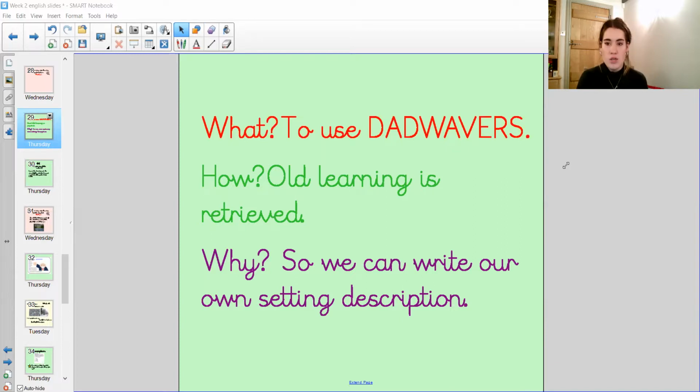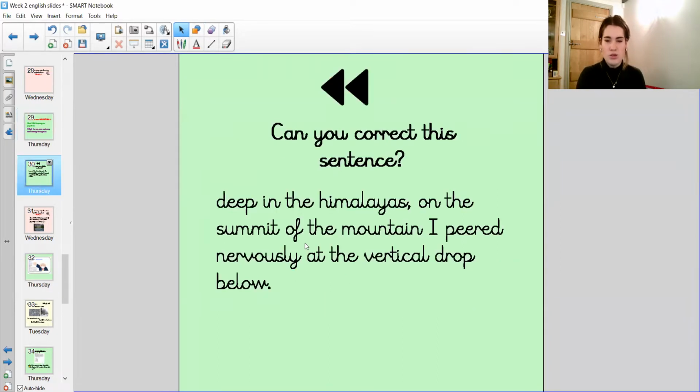So old learning is going to be retrieved because we've already had a go at using one of these, so we can write our own setting description. Now, just before we get started, just to get our brains working, just to switch our brains on a little bit, I want you to have a look for me at my sentence here. Now, what is wrong with this sentence and how could you correct it? So please can you pause the video now for me and have a go at correcting my sentence?